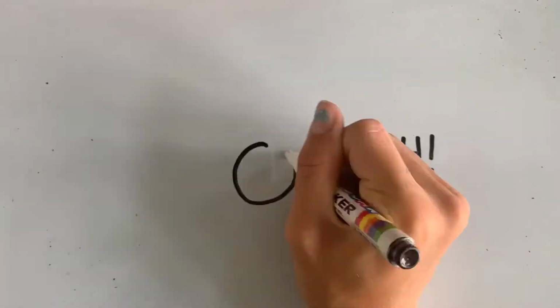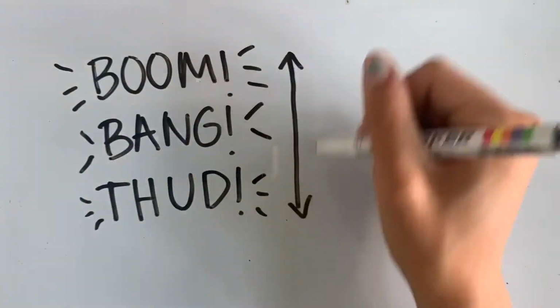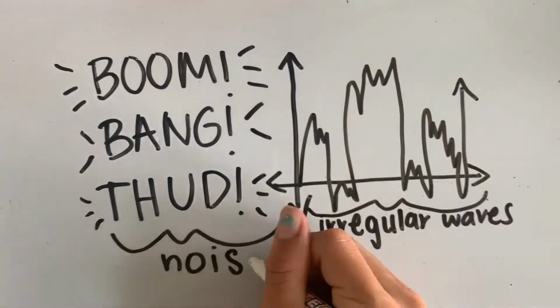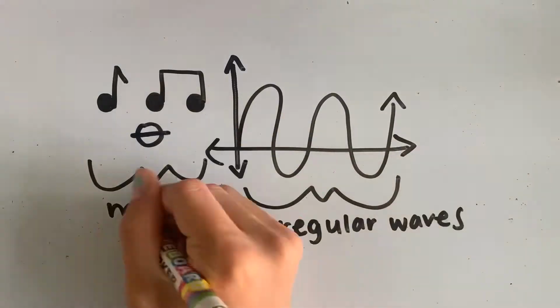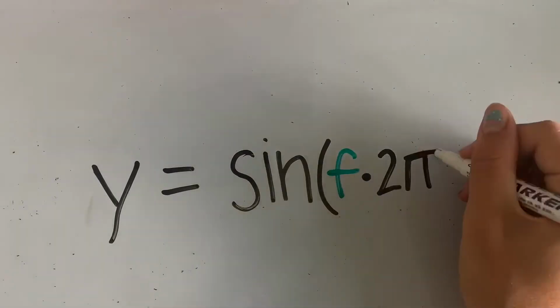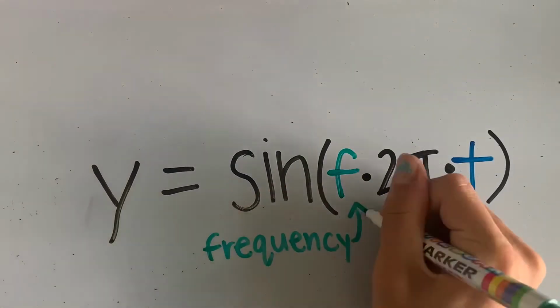All sounds are produced by vibrating bodies which send out waves. Most sounds are composed of irregularly shaped waves and perceived as noise, but regular waves are heard as a musical tone. The sound wave that is created when a musical note is played is represented by this function.